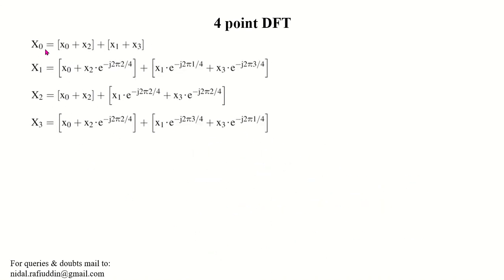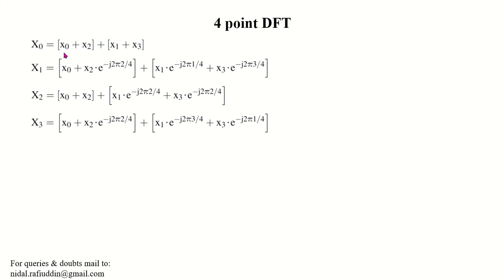We see that we have x0 plus x2. This is something that will again be an important part of FFT. So we are trying to simplify things related to DFT. So we have x0 plus x2 here as well as it is present here. Then again x0 plus x2 e raised to power minus j 2 pi 2 by 4 is present here, and again it's present here. This term is here, the term in x1 is also present in x3.